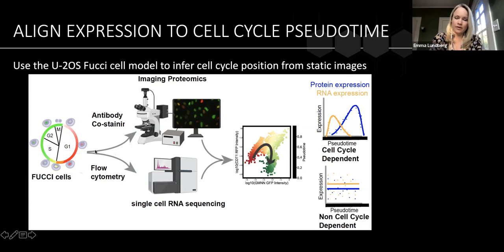And here we're sorting cells, doing single cell sequencing, and we also co-stain these cells with antibodies. So we choose the antibodies that had shown variability in the Protein Atlas before, and then we restain them here and map the protein heterogeneity. So just to be very clear, we're actually not following one cell over the cell cycle, but rather measuring hundreds of cells, and we're determining the cell cycle position of each single cell, and then we map that onto the cell cycle pseudotime, and that's how we get this trajectory.